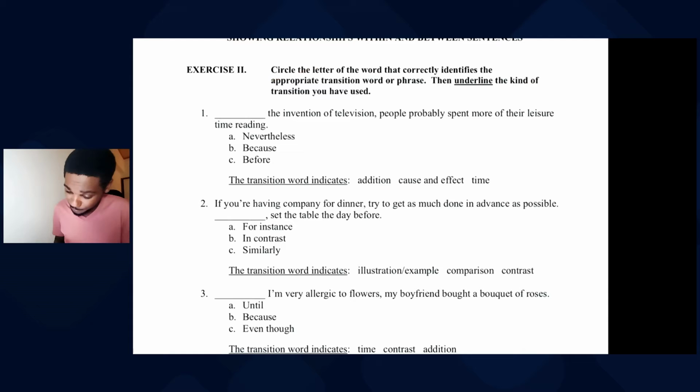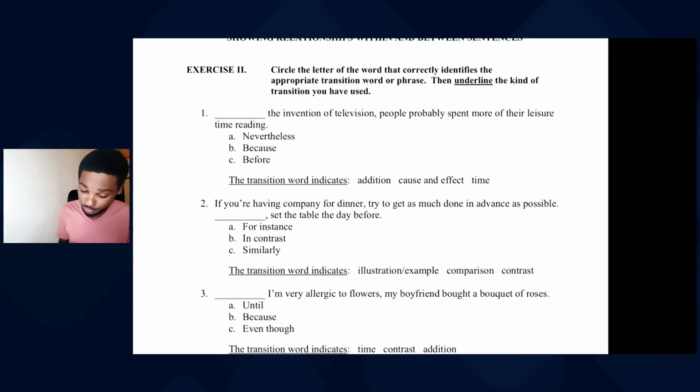Circle the letter of the word that correctly identifies the appropriate transition. So at first, we were looking at what the transition type was or what the transition was doing. Now we're going to find what the transition should be. We're going to identify the appropriate transition, and then we're going to add to that and underline the kind of transition that you have used.